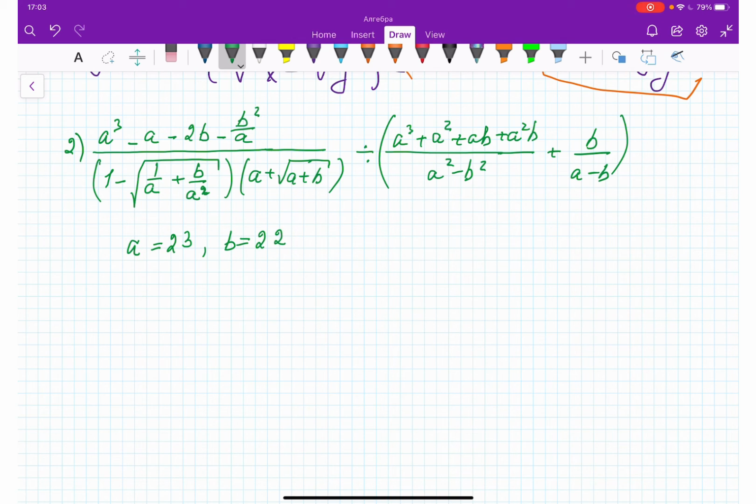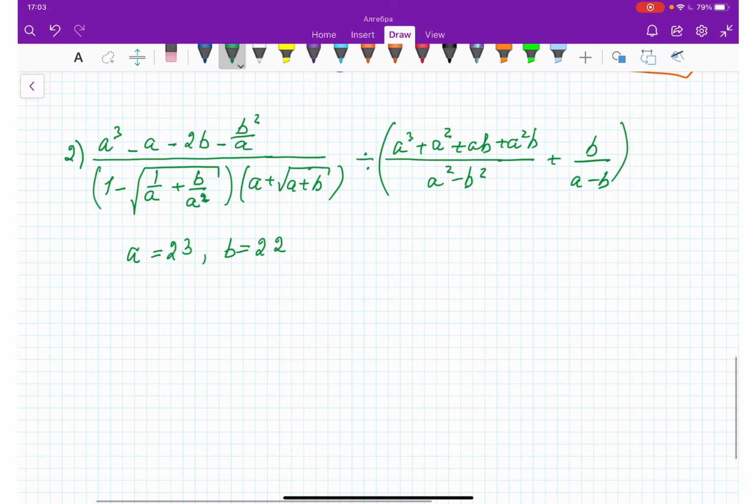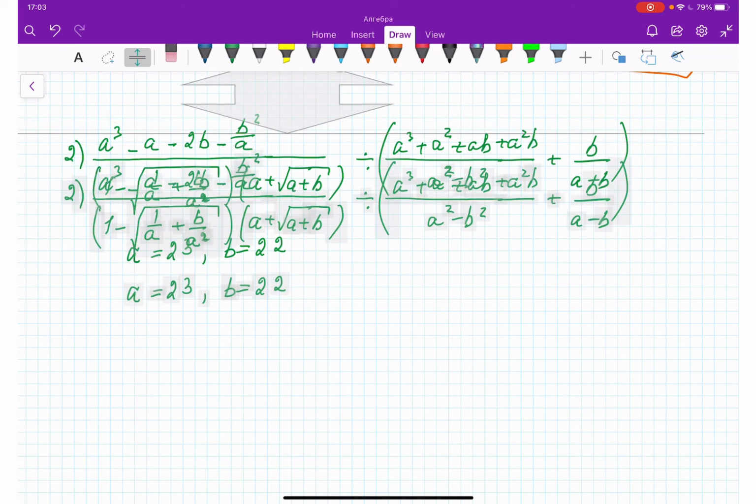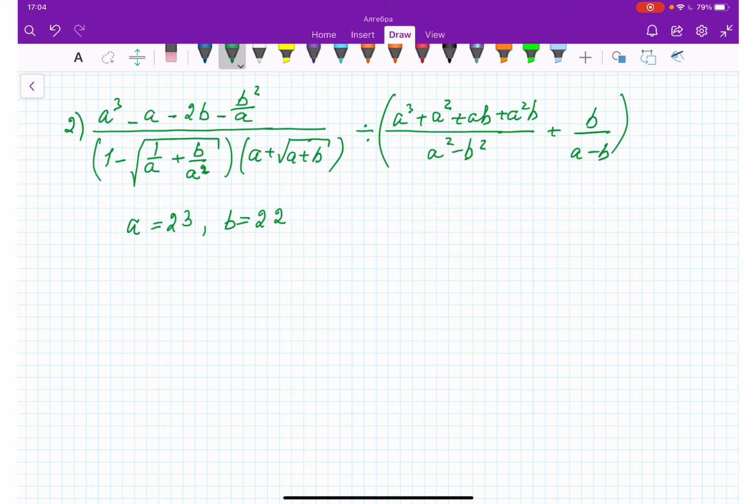Well, if you want to plug in 23 and 22 from the very beginning, good luck with that. And if you figure out the answer this way, let me know also. I am not going to go that way. What I'm going to do is simplify, and then at the end plug in 23 and 22. So this is the path I'm going to go.